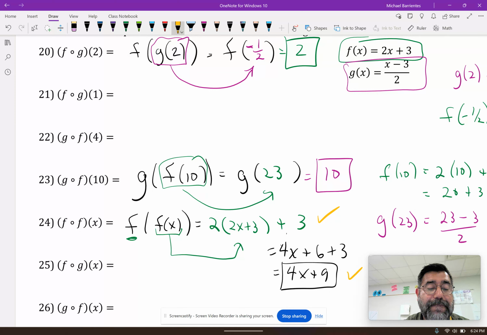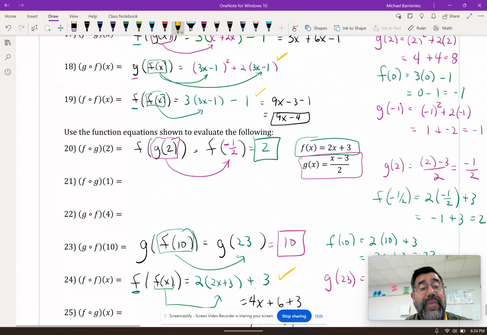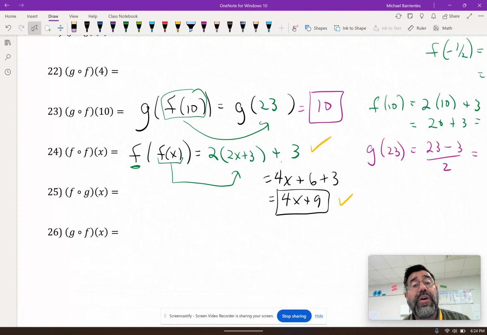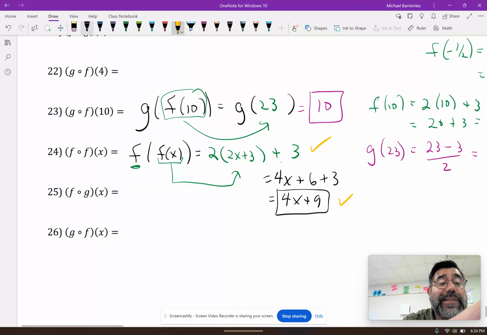That's the key. We're going to do one more, and then I'm going to ask you to finish number 25, 21, and 22 that we didn't do together. And then you'll turn this in for a grade. So 26. 26 says, find g of f of x.